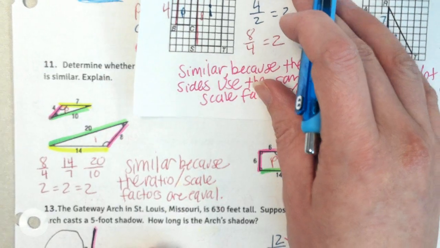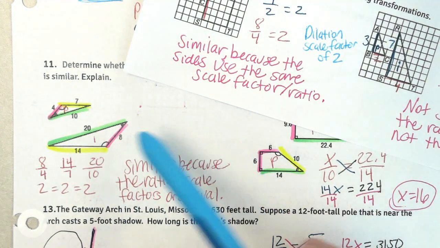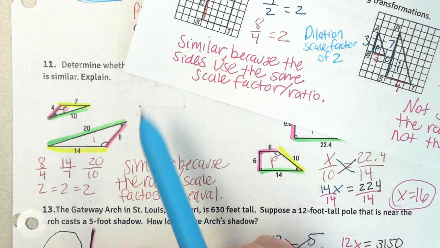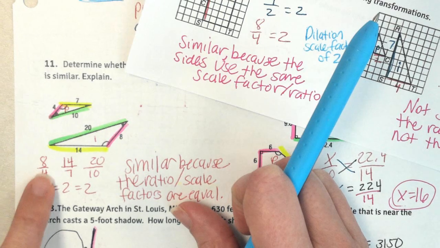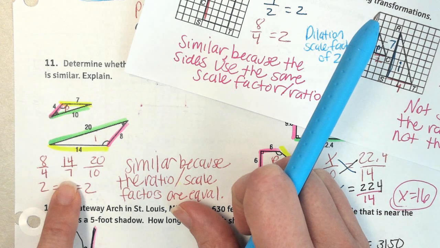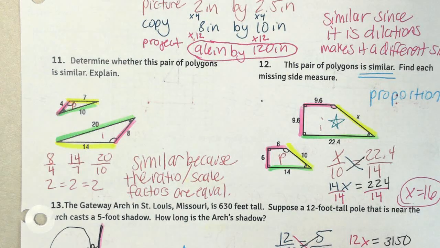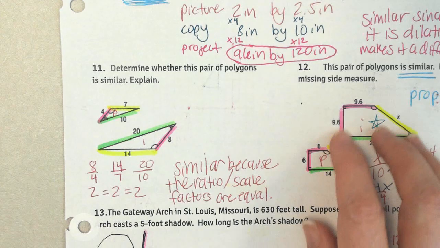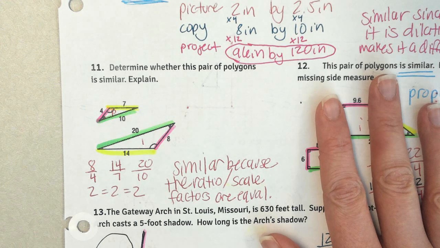So I found my corresponding parts. I used my arcs to help me find the corresponding parts. And remember, whichever one you start with, you have to start with every single time. So if I did the big one over the small one, I have to do the big one over the small one, every time. And they all came out to be the same thing. So yes, they are similar on that one. Any questions on 11? Do you guys see how 11 and number 9 are the exact same thing? Yeah? Okay.